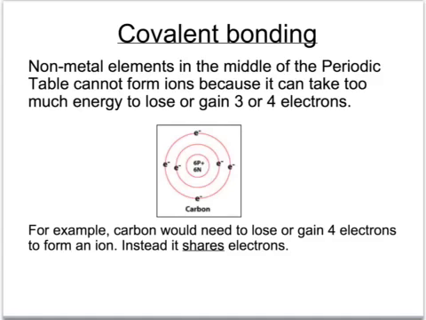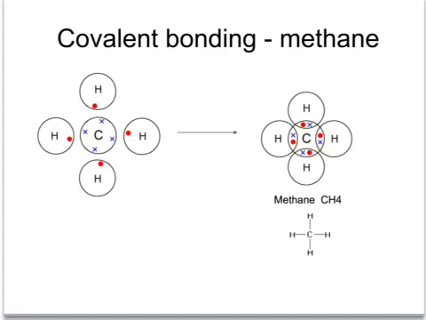Covalent bonds then occur between non-metals in the middle of the periodic table largely because they can't form ions, and it takes much less energy to share electrons than to lose or gain large numbers of them. So carbon is a prime example. With 4 electrons in its outer shell, it will share electrons to form a full outer shell rather than losing or gaining 4 electrons. A common compound of carbon and hydrogen is methane.